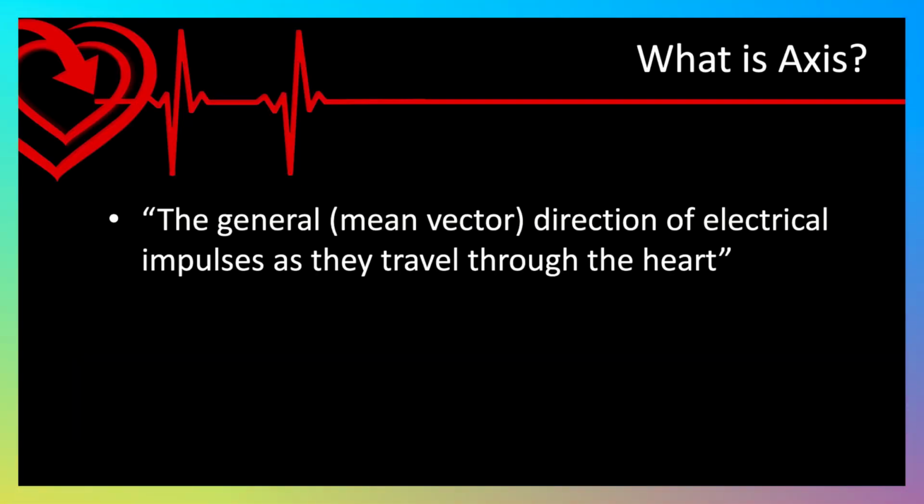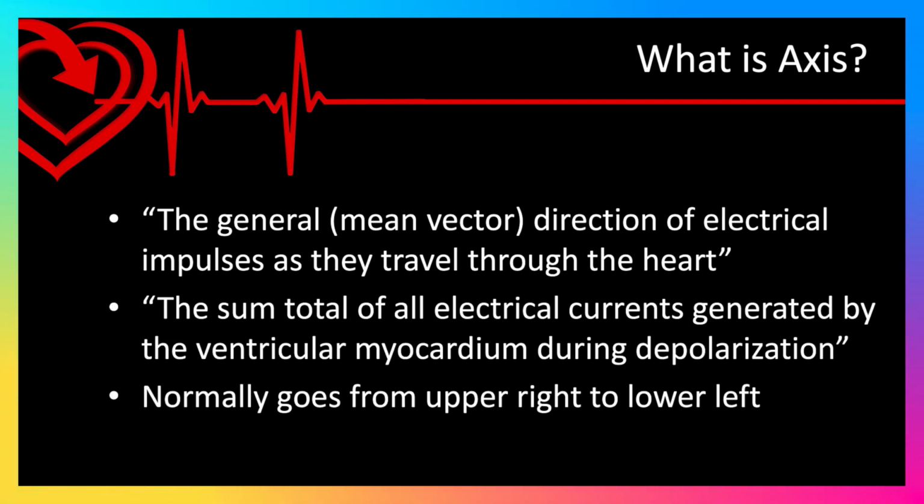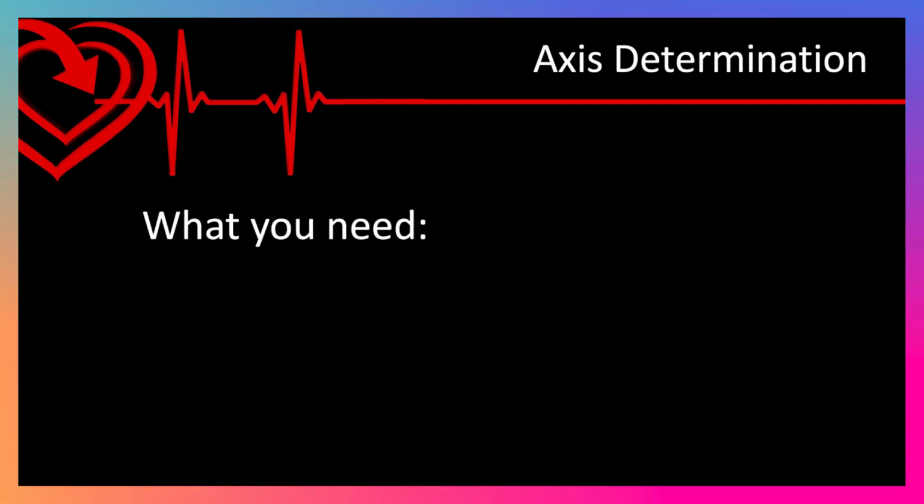The axis is simply the mean vector, the overall general direction of electrical impulses as they travel through the heart. So our electrodes at the surface measure electricity moving in a variety of directions, and the axis is if you sum those, add them, subtract them, take the net result of all the electrical movement, what general direction is it all moving? Normally, in a normal healthy heart, it should generally go from the upper right to the lower left. It's going from the SA node down to the ventricles. That's the direction the predominant electrical flow occurs.